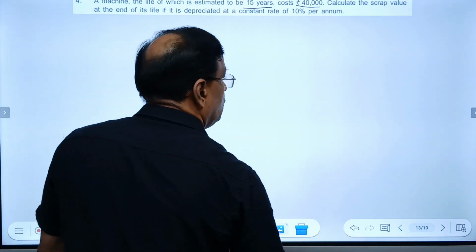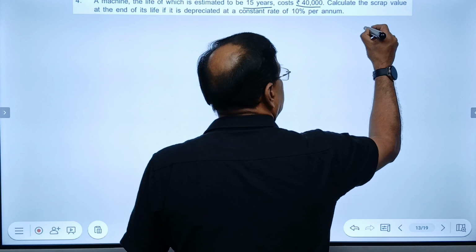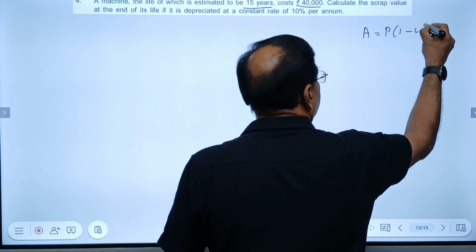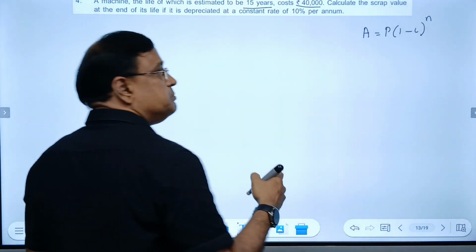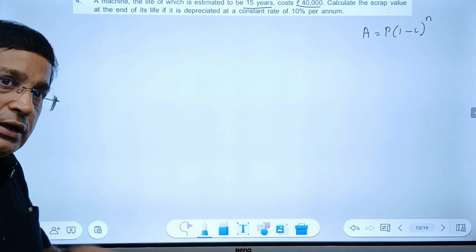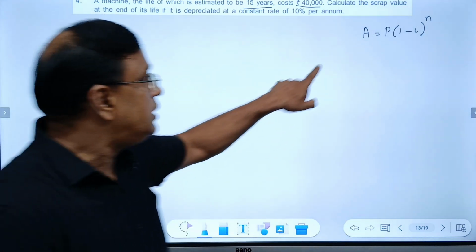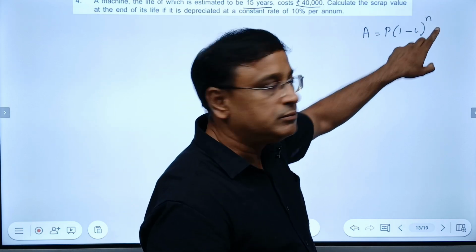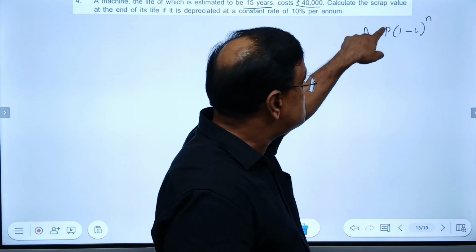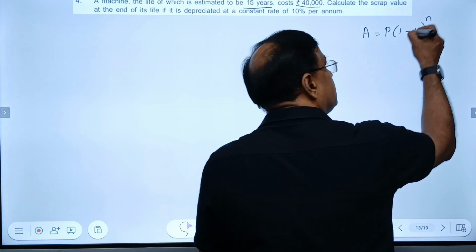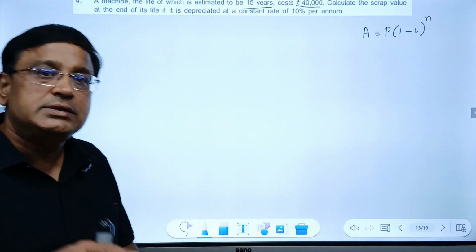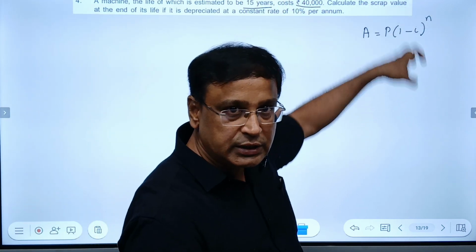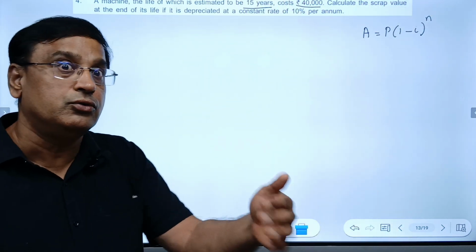Now, you all know compound interest, right? Amount equal to principal into 1 minus i power n. I put minus because it is depreciation, so the value is decreasing. Generally it is 1 plus i power n, but here it is 1 minus i power n because it's undergoing depreciation. So after every year, the amount is going to decrease.